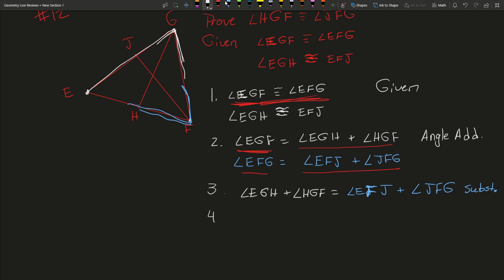Now we can use our second given, and that is that EGH is equal to EFJ. So I'm going to choose to substitute. Wherever I see EGH, I'm going to substitute with EFJ. I see it right here, so I'm going to replace it. And again, that's just substitution.